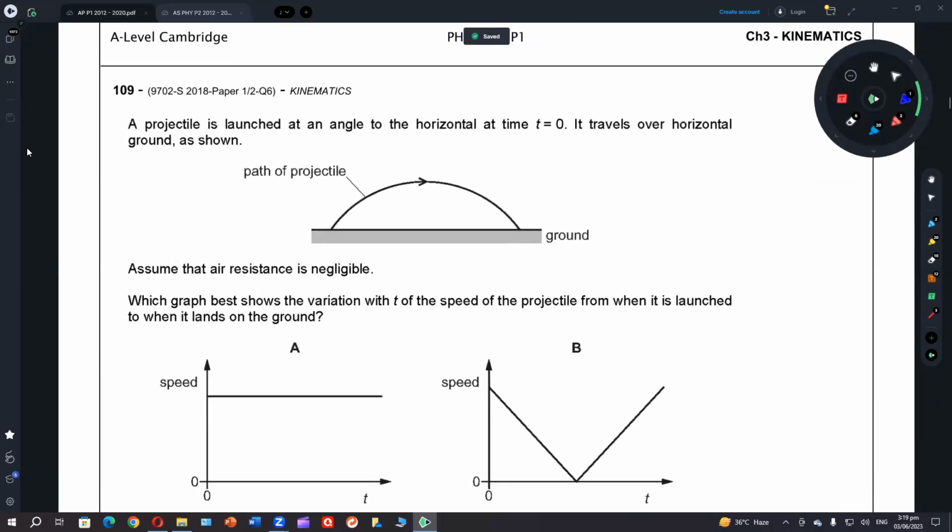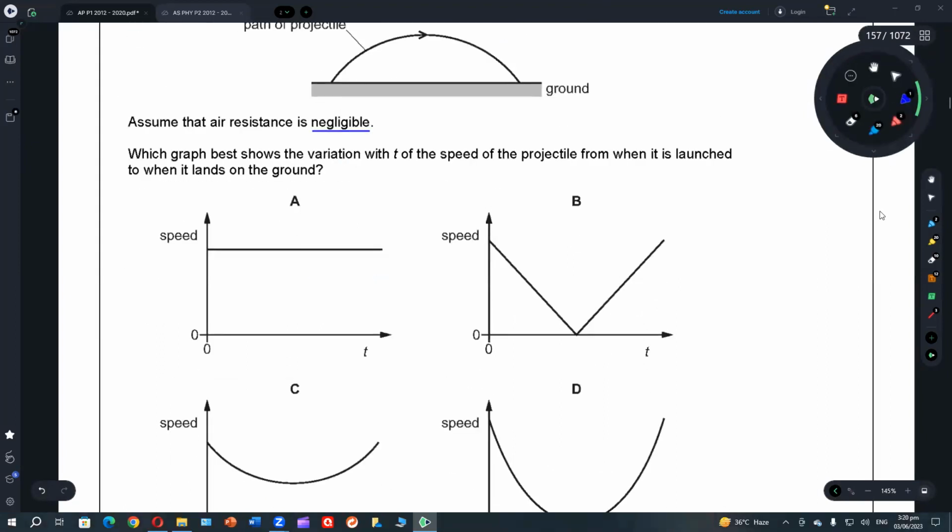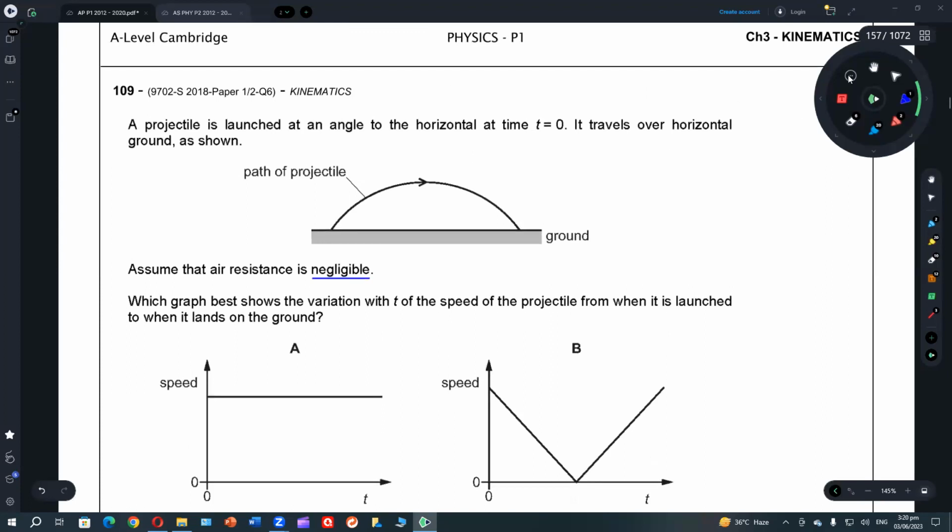A projectile is launched at an angle to the horizontal at time t equal to 0. It travels over horizontal ground as shown, where air resistance is negligible. Which graph best shows the variation with time of the speed of the projectile from when it is launched to when it lands on the ground? Speed comes back now. You know that the launch speed is equal to the strike speed.